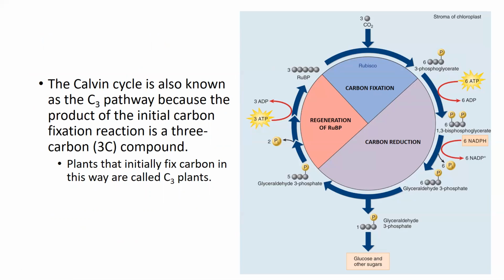The Calvin cycle is also known as the C3 pathway because the first product of carbon fixation is the 3-carbon compound, which is phosphoglycerate. That's why we call the Calvin cycle the C3 pathway, because the first carbon fixation product is the 3-carbon compound. The plants that initially fix carbon dioxide in this way are known as C3 plants.